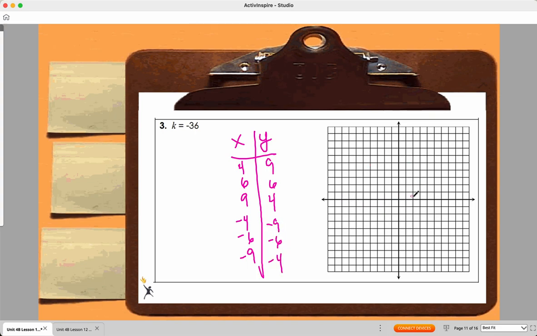So I'm going to graph it. Okay, 4 over, 9 up, 6 over, 6 up, and then 9 over, 4 up right here. So there's my graph. And the same thing here. I'm going to have that exact same pair over here. So negative 4, negative 9, negative 6, negative 6, negative 9, negative 4. Same shape.